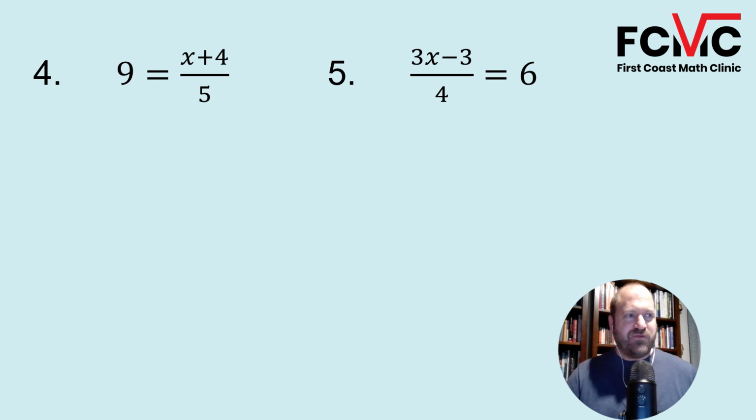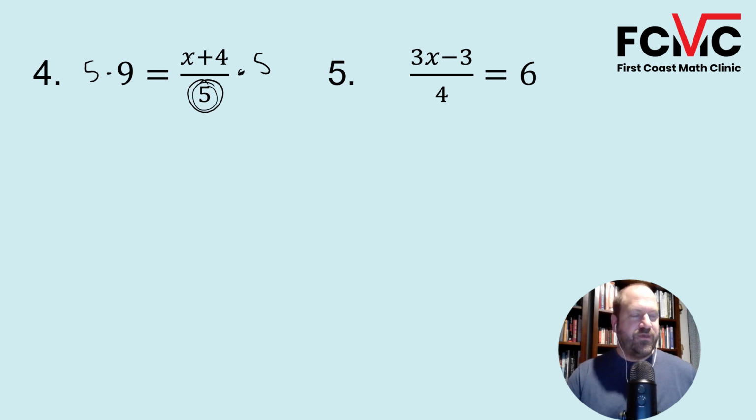So first thing I want to do is let's get rid of the fraction. So I want to get rid of the 5 here for number 4. So number 4, we've got 9 equals, or excuse me, x plus 4 divided by 5. So we're dividing by that 5. So let's undo dividing by 5 and multiply times 5 and times 5. The first thing I want to do is get rid of the division, get rid of that denominator.